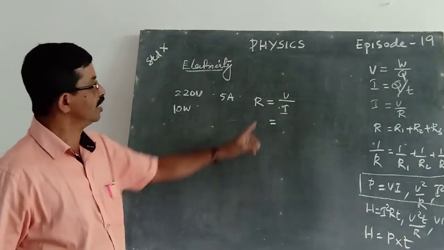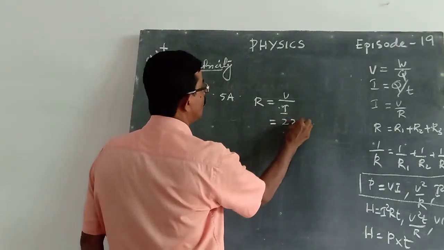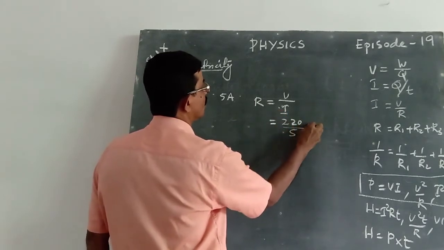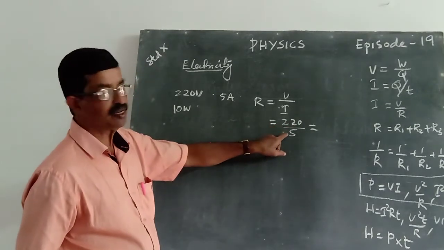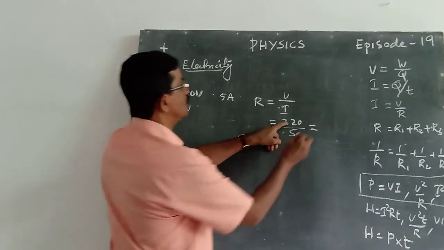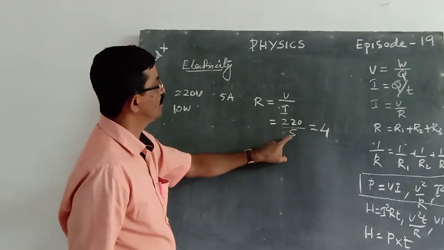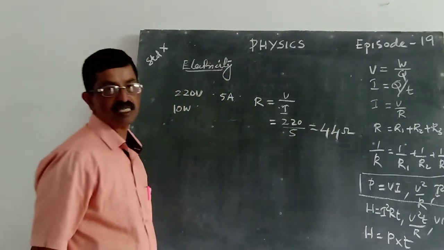Now R is equal to V by I. V is 220 volt, and current is 5. By cancelling 22 and 5, we know 4 times 5 is 20, so 4, balance 2 and this 0 is 20, and again 4.